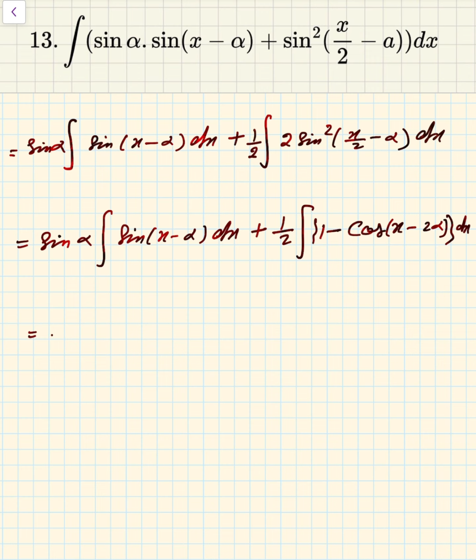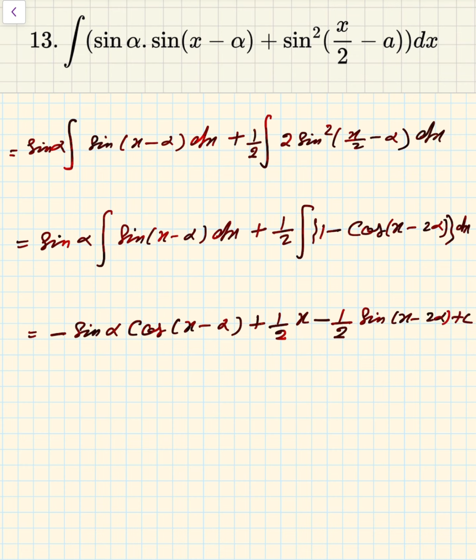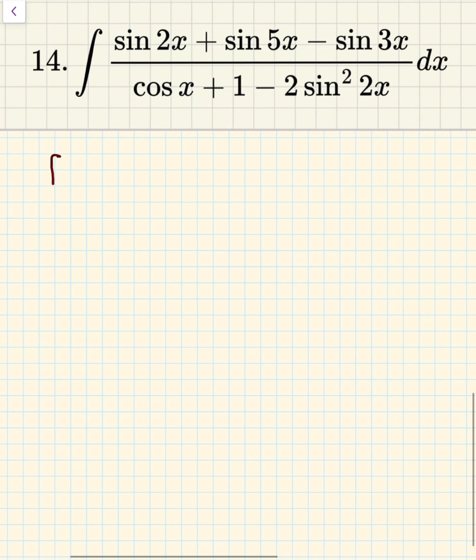Now after that, integration of that one minus sine alpha. Integration of sine is minus cos, that's why minus, written cos(x minus alpha), plus 1 by 2 integration of 1, that is x, minus 1 by 2 integration of cos, that is sine alpha into sine(x minus 2 alpha) plus c. Okay, this is the final answer. If in doubt, then comment it. Okay, clear or not?